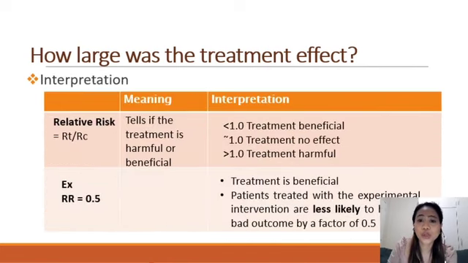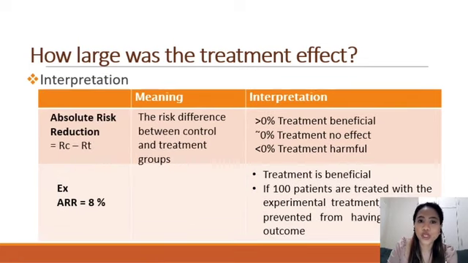Aside from knowing how to compute for the measure of effectiveness, we need to be able to interpret the computed numbers. Relative risk, or RR, tells us if the treatment is harmful or beneficial. RR of less than 1 means the treatment is beneficial. RR of 1 means the treatment has no effect. And RR of greater than 1 means the treatment is harmful.